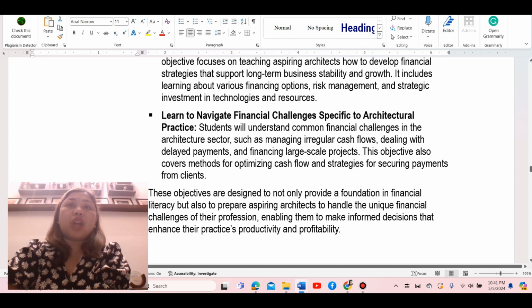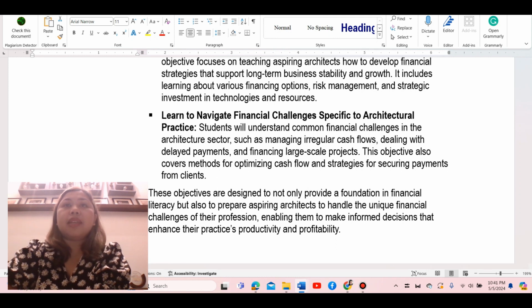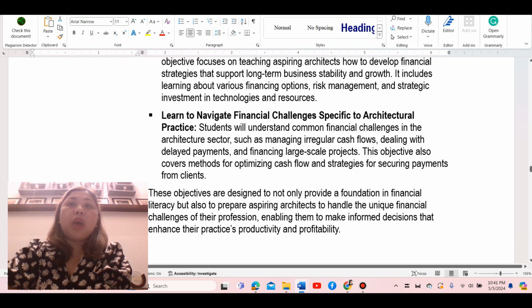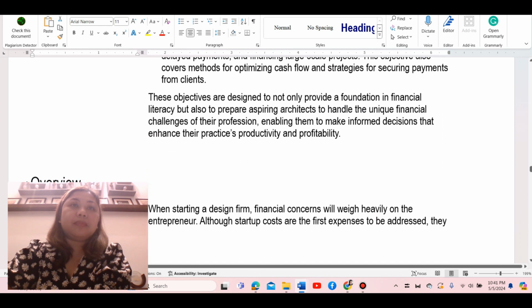Students will understand common financial challenges in the architecture sector, such as managing irregular cash flows, dealing with delayed payments, and financing large-scale projects. This objective also covers methods for optimizing cash flow and strategies for securing payments from clients.